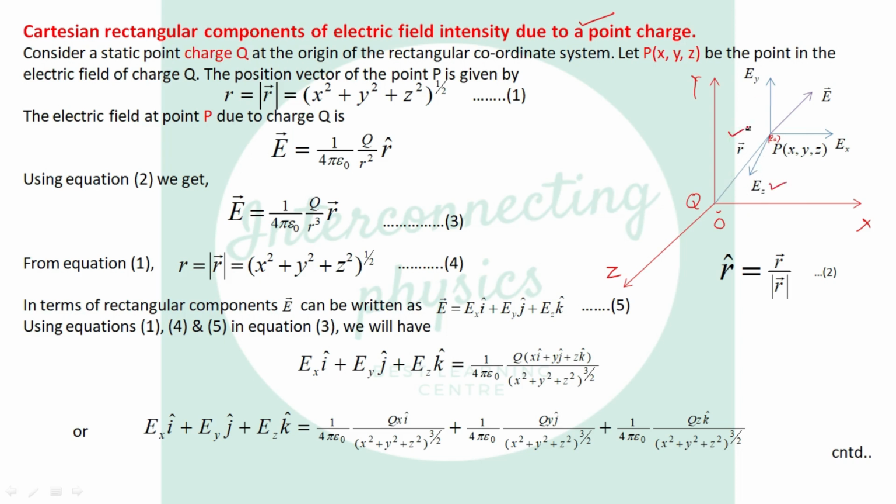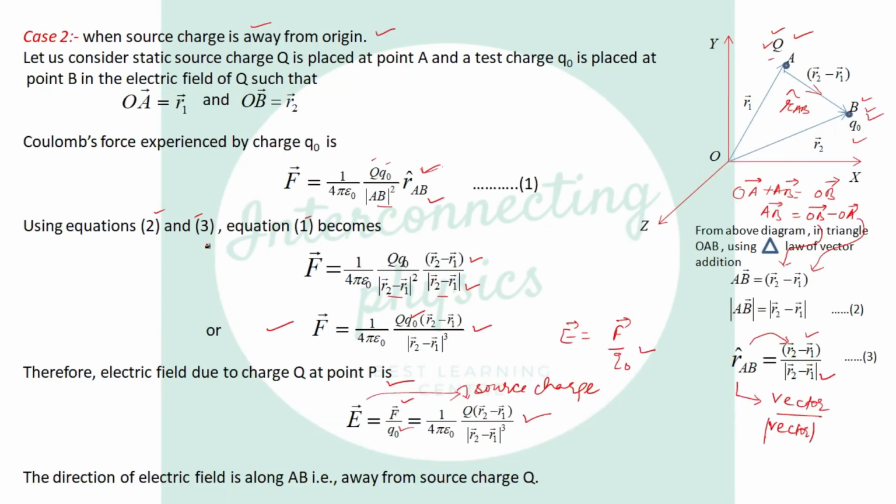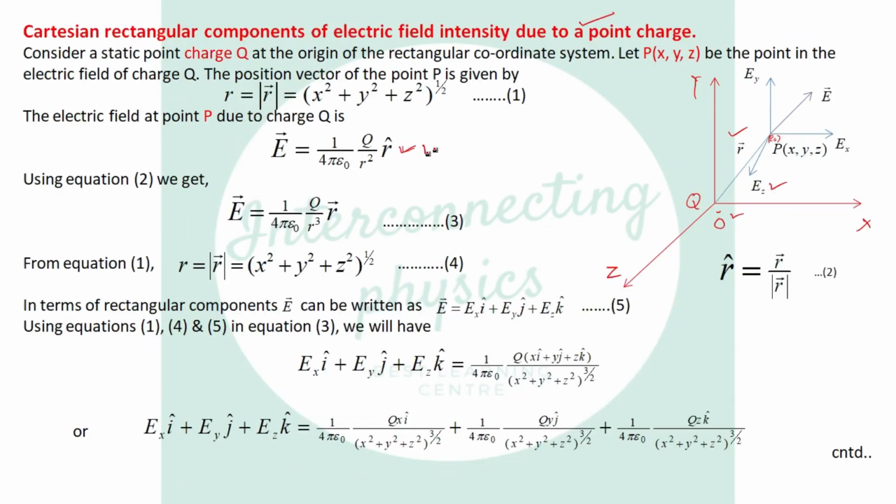Now let us say R vector is the position vector of the point P from the origin O. So we know that electric field due to point charge is given by this relation. You remember, E equal to 1 over 4 pi epsilon naught Q over R square in magnitude form, and E equal to 1 over 4 pi epsilon naught Q over R square R cap in vector form. So we use this formula here. Now you write R cap as R vector divided by its magnitude. And when we write this, we see R square becomes R cube because it gets multiplied with this R.